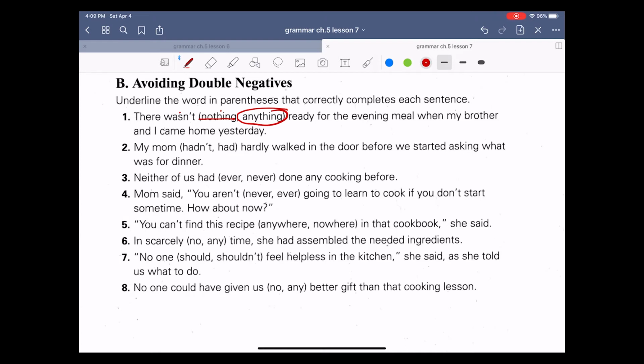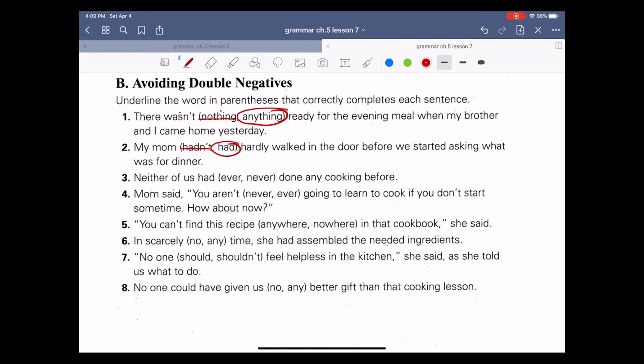Number 2, my mom hadn't hardly walked in the door before we started asking her, what's for dinner? Hadn't is a negative and hardly is a negative, so we can't use hadn't. We need to use had. My mom had hardly walked in the door before we started asking what was for dinner.